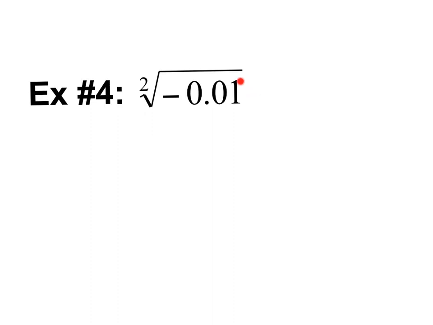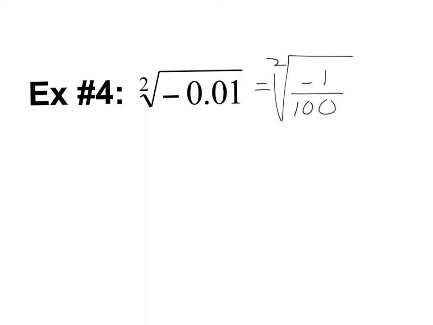First, let's talk about this negative 0.001. That's really just a fraction, so we can write it like a fraction. That's really just saying negative 1 out of 100. If you were to put negative 1 divided by 100 in the calculator, you'd get negative 0.01. Okay? But we want the square root of that.